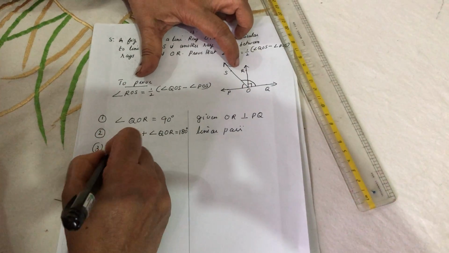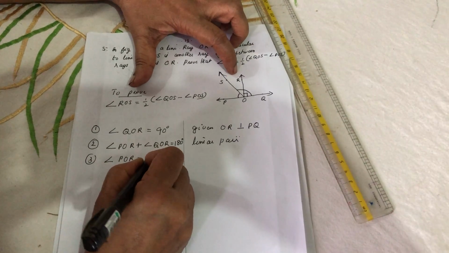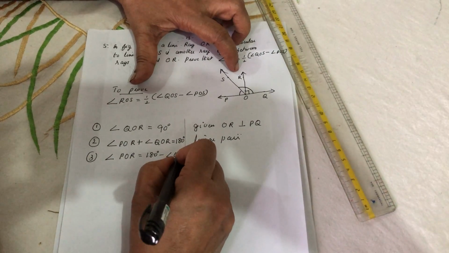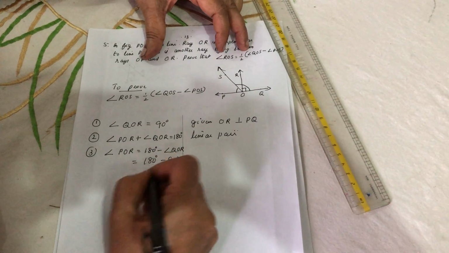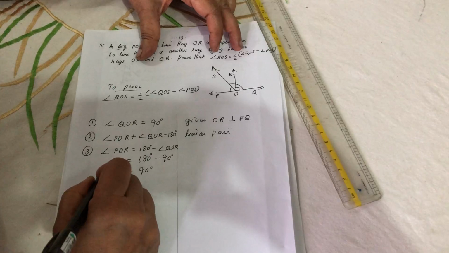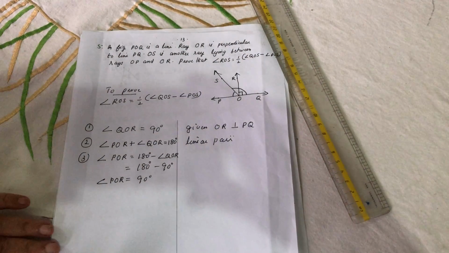Then third point, angle POR equal to 180 minus angle QOR, that is equal to 180 minus 90 equal to 90 degrees. Therefore you got angle POR equal to 90 degrees.